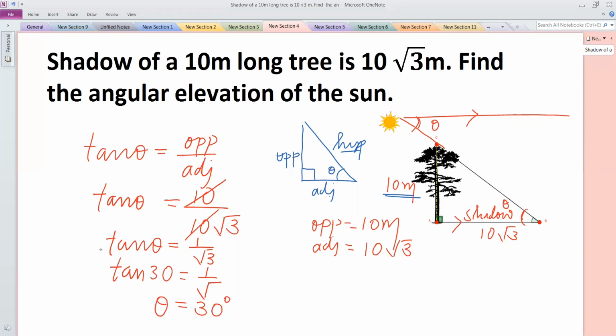Then what does it mean? It means that you are looking at the sun at an angle of 30 degree, or else the sun is looking at you at an angle of 30 degree. See, in a general case, without trigonometry, is it possible to find at what angle you are looking? Highly impossible. That is why we require trigonometry.